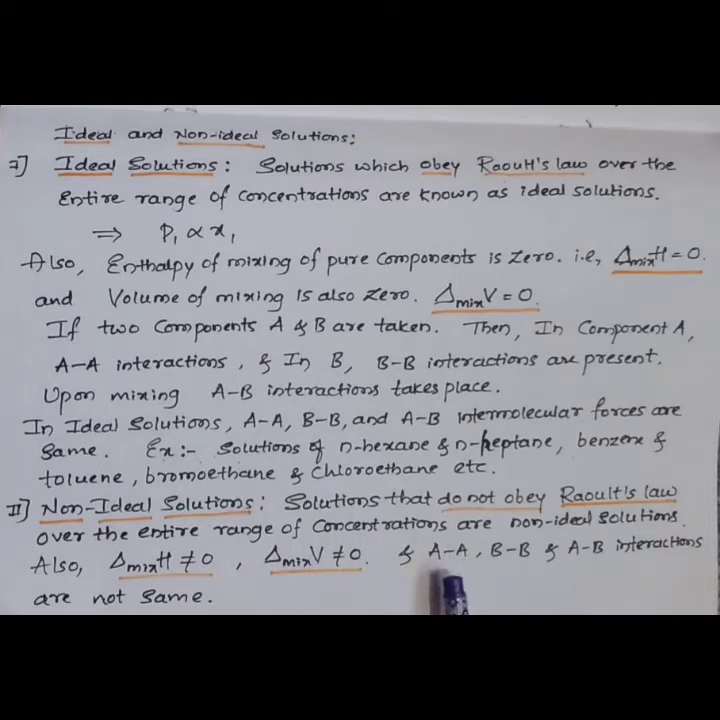The AA, BB and AB interactions are not the same. Due to this change in the interactions, the change in volume is not equal to 0 and the enthalpy change upon mixing is also not equal to 0. This is because the interactions are not the same. But in ideal solutions, the intermolecular forces are the same. So this is all about ideal and non-ideal solutions.